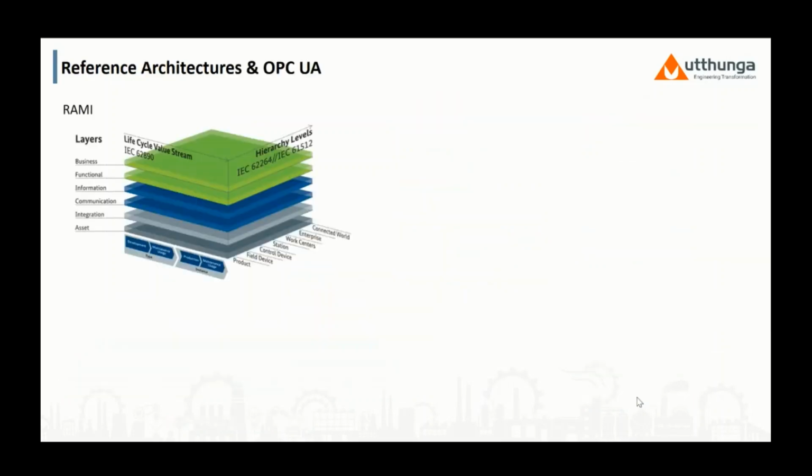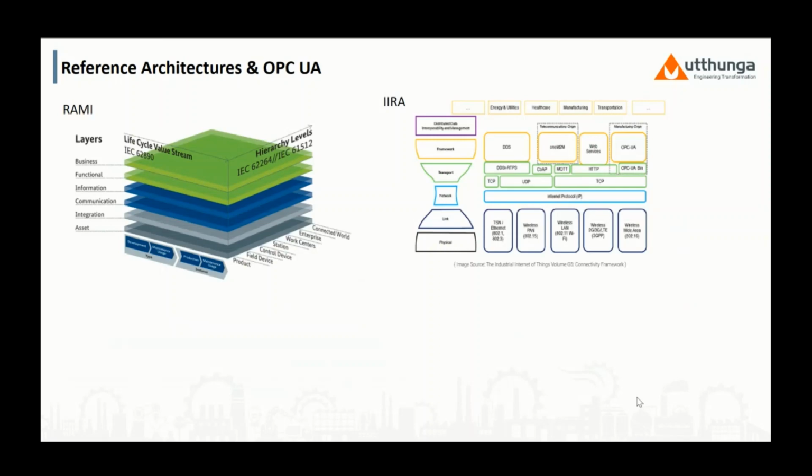So one of the very well-known architectures is the RAMI architecture, which talks about making factories Industry 4.0, and it deals with the entire product life cycle. The other architecture which is relevant in this space is IIRA. IIRA deals with connectivity of elements, whereas RAMI talks about the production of elements, how you can make the factory smart to produce an element. IIRA talks about how you make these manufactured systems connectable, so they can talk to each other easily.